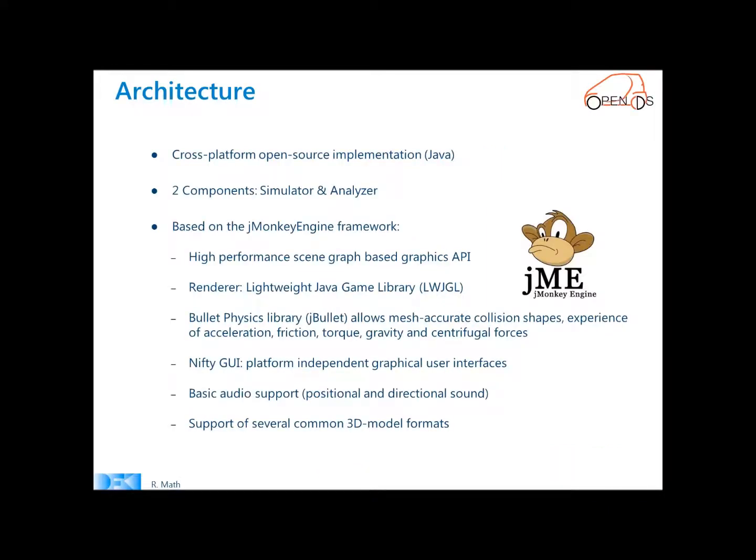OpenDS is open source software. It's implemented in Java, therefore it's platform independent, and it consists mainly of two components. One is the simulator itself, and the other one is the analyzer tool. Both tools are based on the JMonkey engine, which is a well-known graphics or game engine in the Java developer community. It's a high-performance scene graph-based graphics API and uses the lightweight Java game library for rendering. This game library supports OpenGL 2.0.